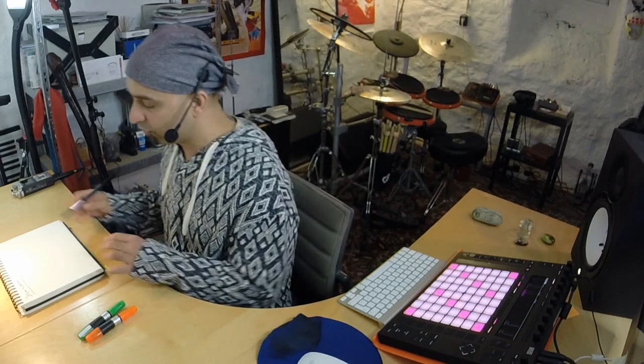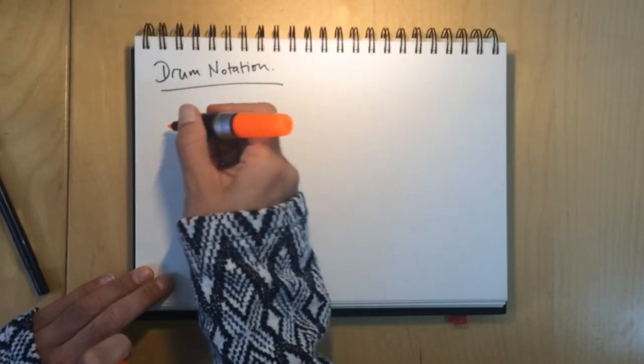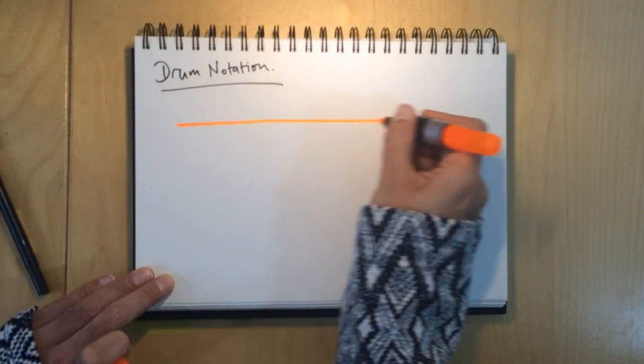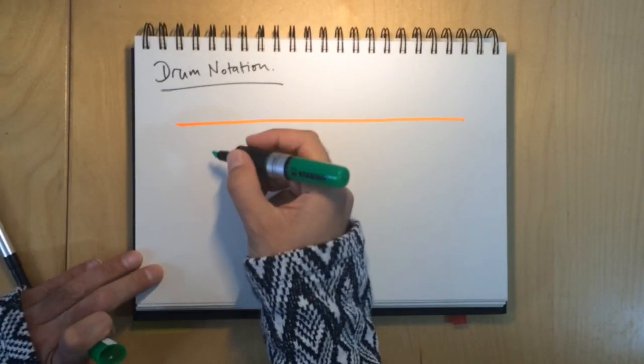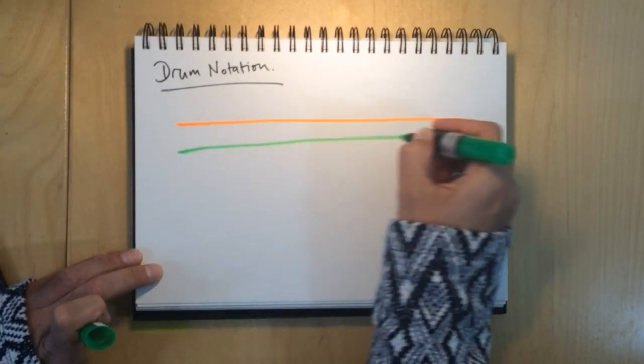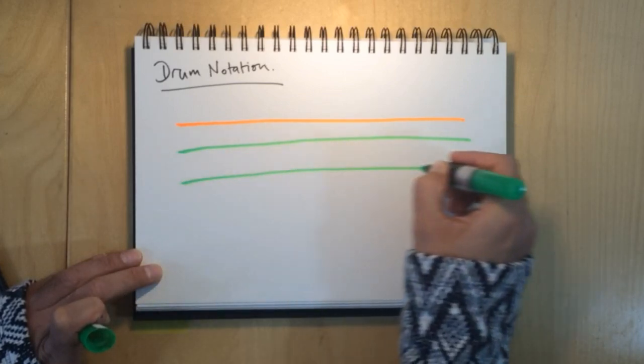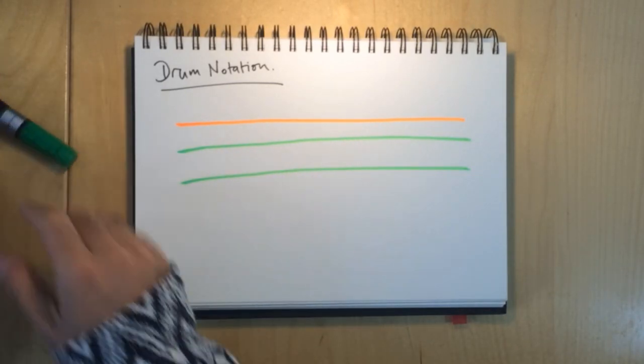Okay, so those 3 instruments we're going to have to represent visually in traditional musical notation. So let me just show you over here. We're going to have 3 different lines. We've got the top line right here, followed by a middle line and a bottom line. This is going to make sense in just one second.